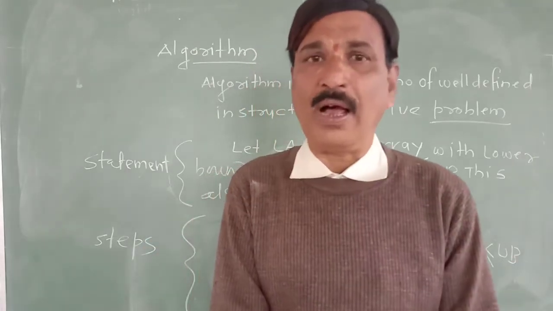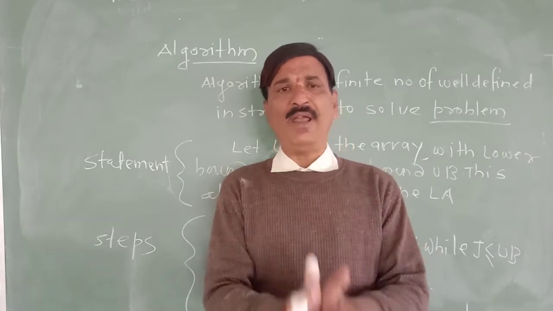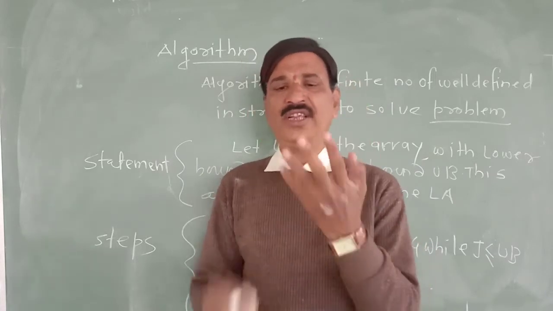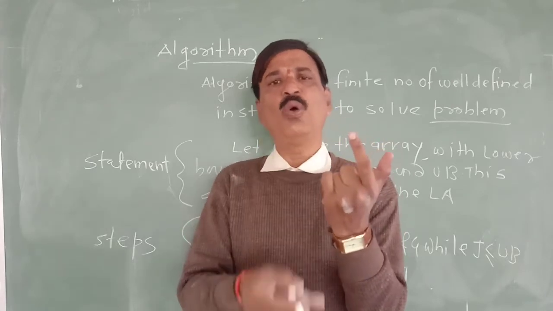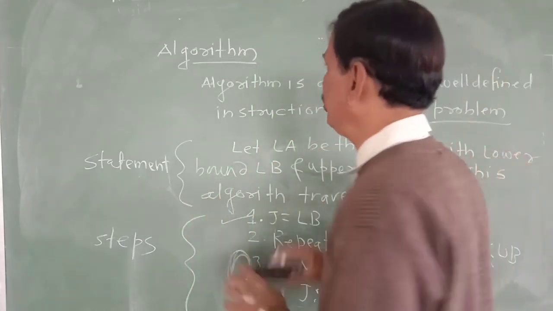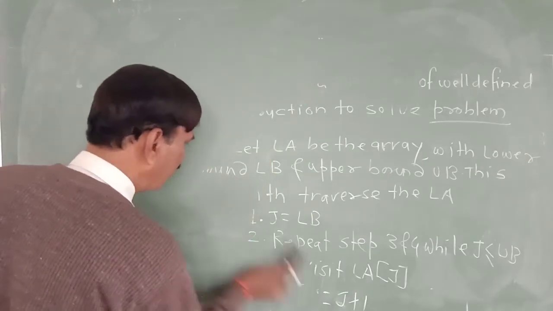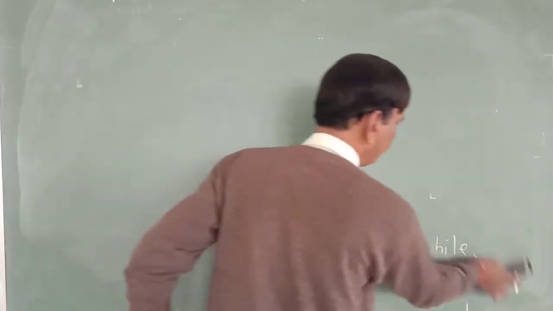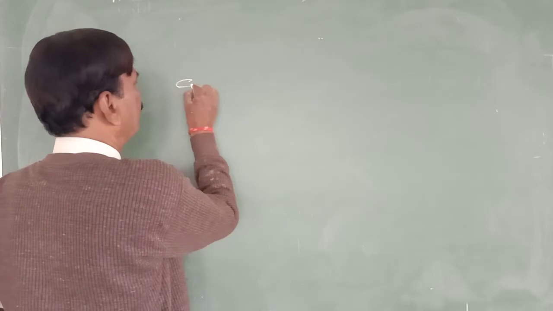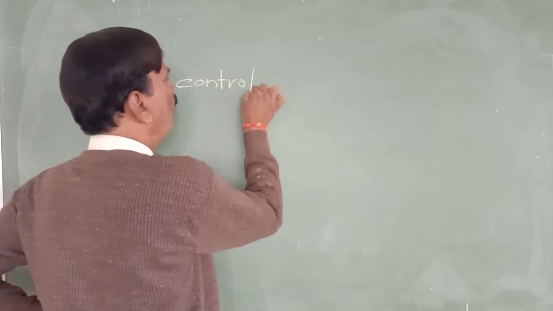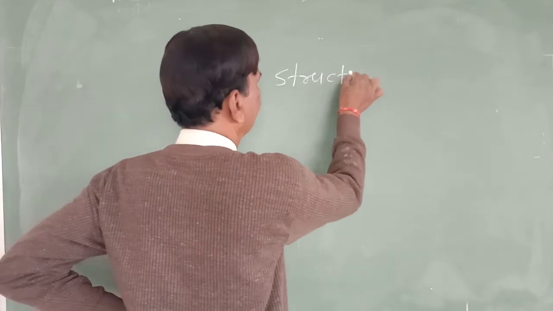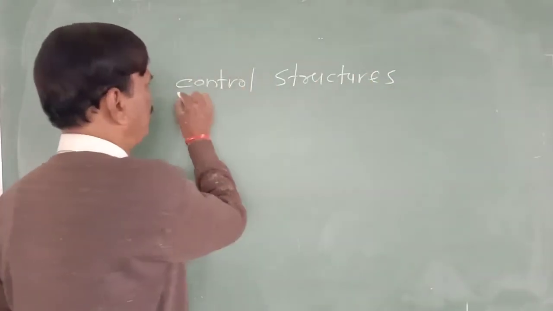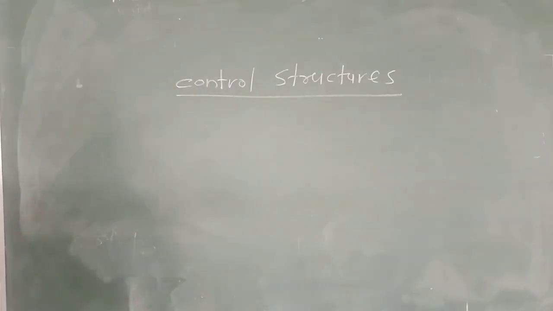So any program or algorithm will have three types of flow: sequential flow, conditional flow, and repetitive flow. That is called control structures. What is meant by control structures?